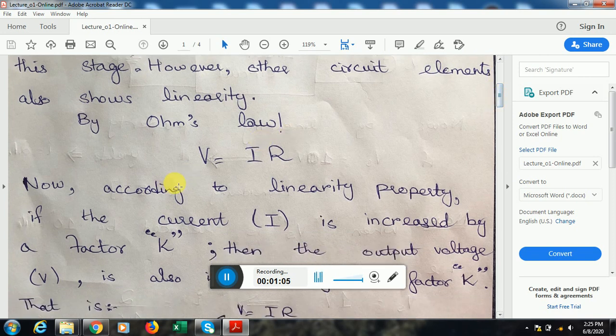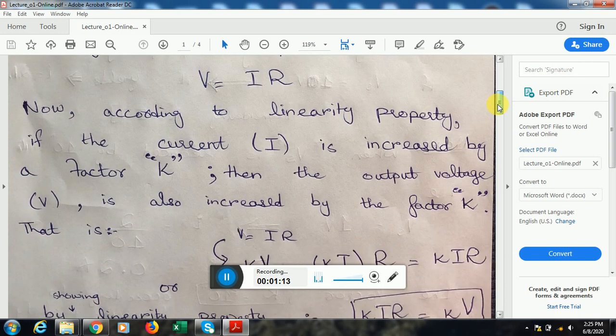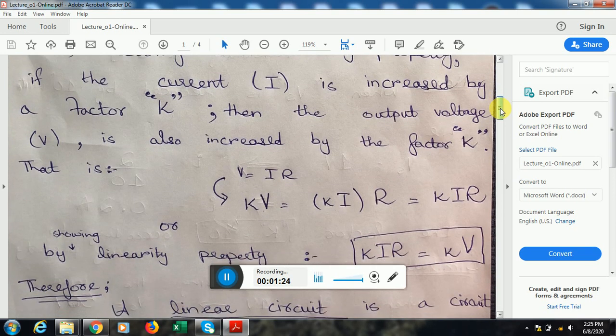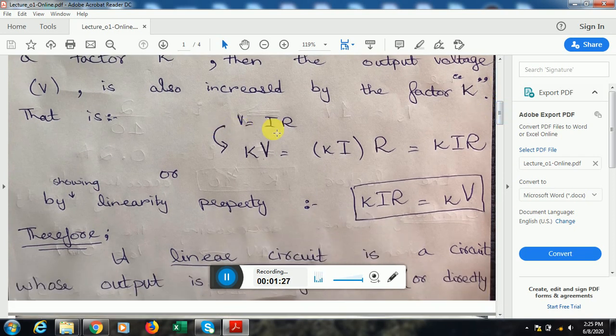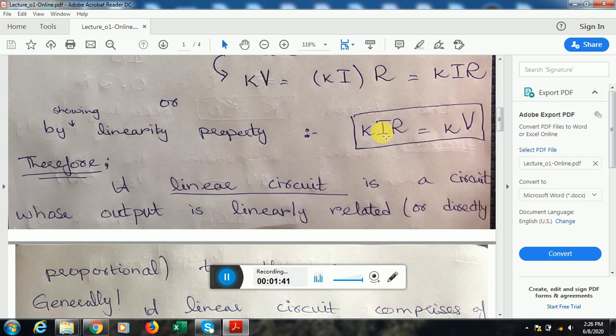As by Ohm's law, you know that V is equal to IR, that is voltage is equal to the product of current and the resistor in a circuit. Now, according to linearity property, if the current, which is directly proportional to the voltage in this equation, is increased by a factor K, then the output voltage is also increased by the same factor K. That is, the voltage, which is the product of current and resistance, will also be increased by the same scaling factor K. So in short, we can say that KIR is equivalent to KV.